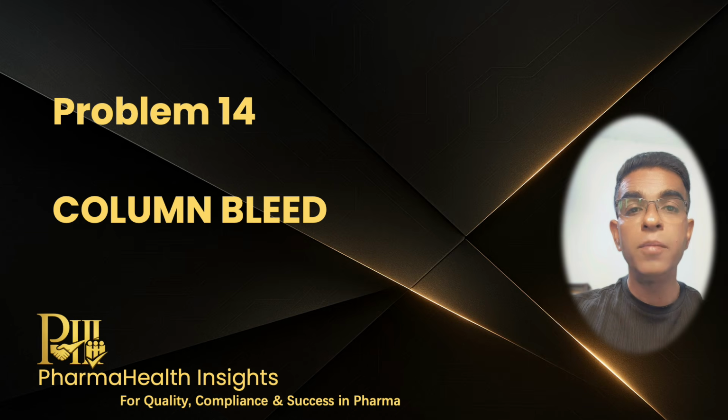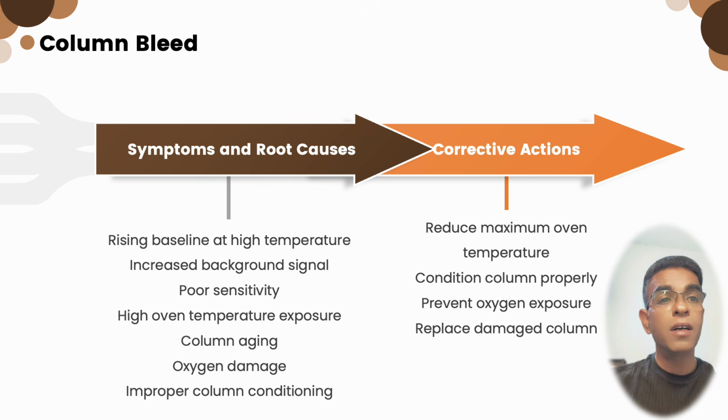Now let us move deeper into column related problems that develop over a period of time. Column bleed occurs when stationary phase starts decomposing and releasing material at high temperatures. This appears as rising baseline and increased background noise. Column bleed increases with temperature and becomes more prominent towards the end of the temperature program. Aging columns, oxygen exposure, and excessive oven temperature significantly accelerate the bleed.